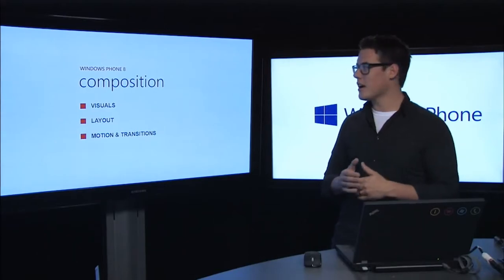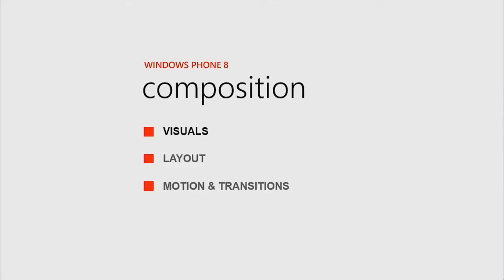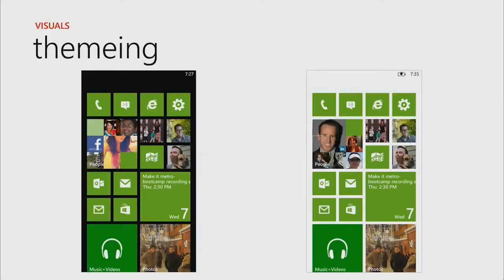So I've broken composition up into 3 different departments. There's visuals, there's layouts, and then on Windows Phone, we're big and heavy on motions and transitions. We love motion and transition as well as the visuals. One of the biggest pieces of the visuals for Windows Phone that everybody realizes and talks about is that customization piece. How beautiful it is and how you can really reorder that start screen using live tiles and make it your own. Another thing that you can do is theming.